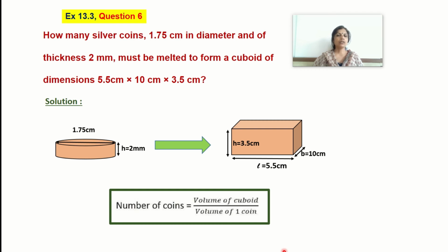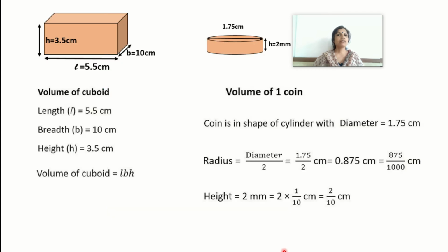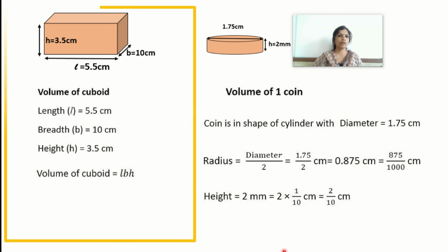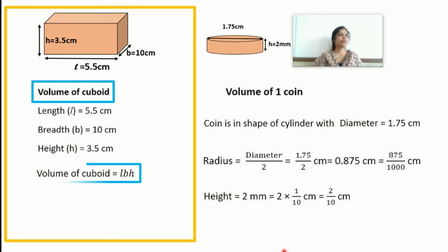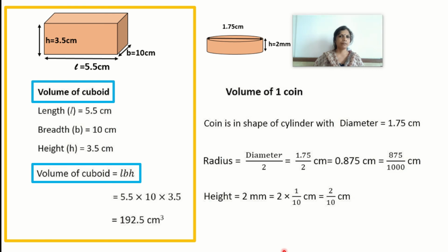So let's find out the volumes one by one. Let's first find the volume of the cuboid. For that we need length, breadth and height, which is already given to us. So volume of cuboid is equal to L into B into H. Let's substitute the values. So 5.5 into 10 into 3.5. If you multiply these three terms, we get 192.5 centimeter cube. This is the volume of the cuboid.